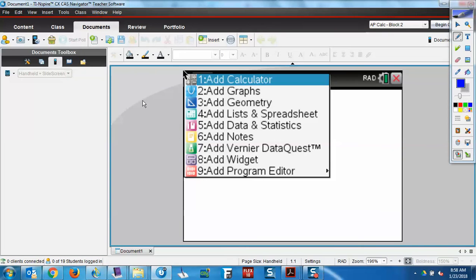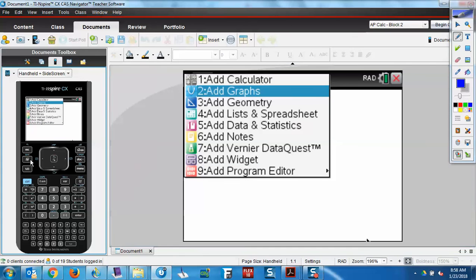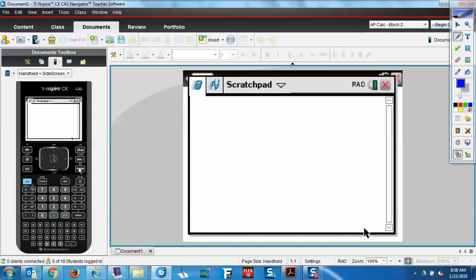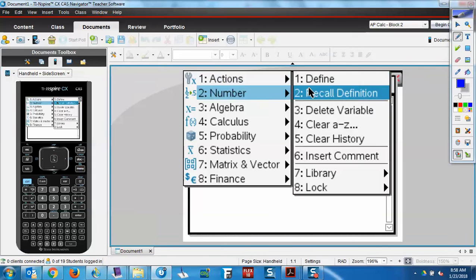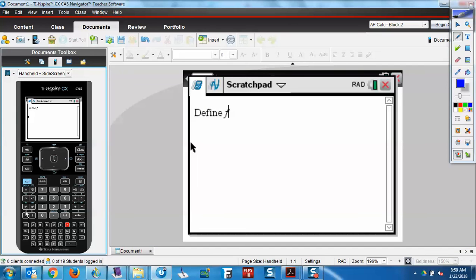Okay, probably the smart thing to do here would be to go define f of x equals x cubed, was it plus x? Plus x plus 3.